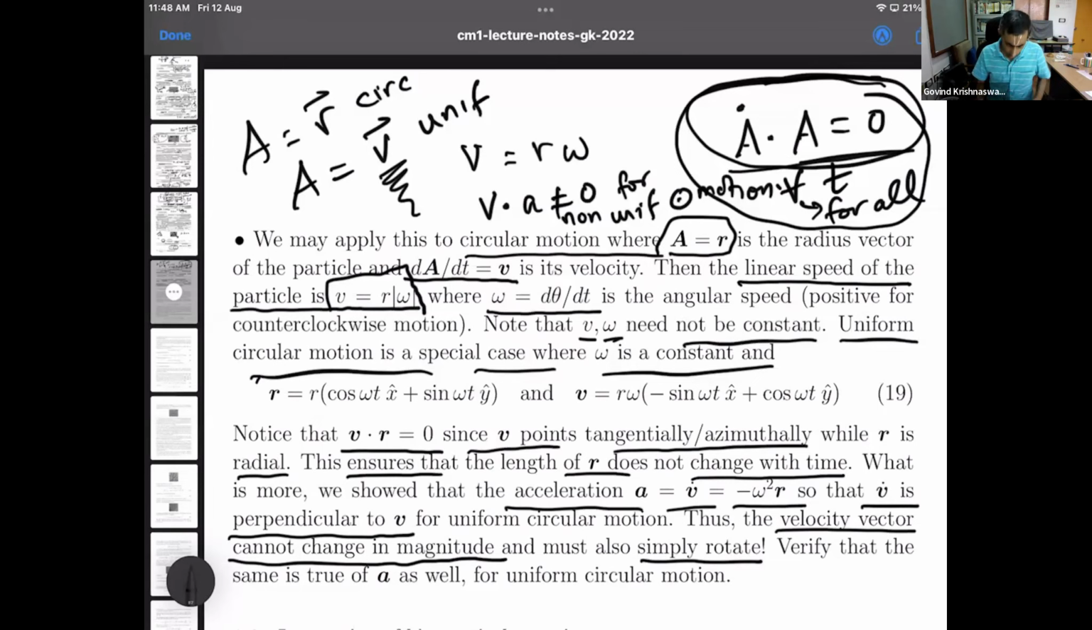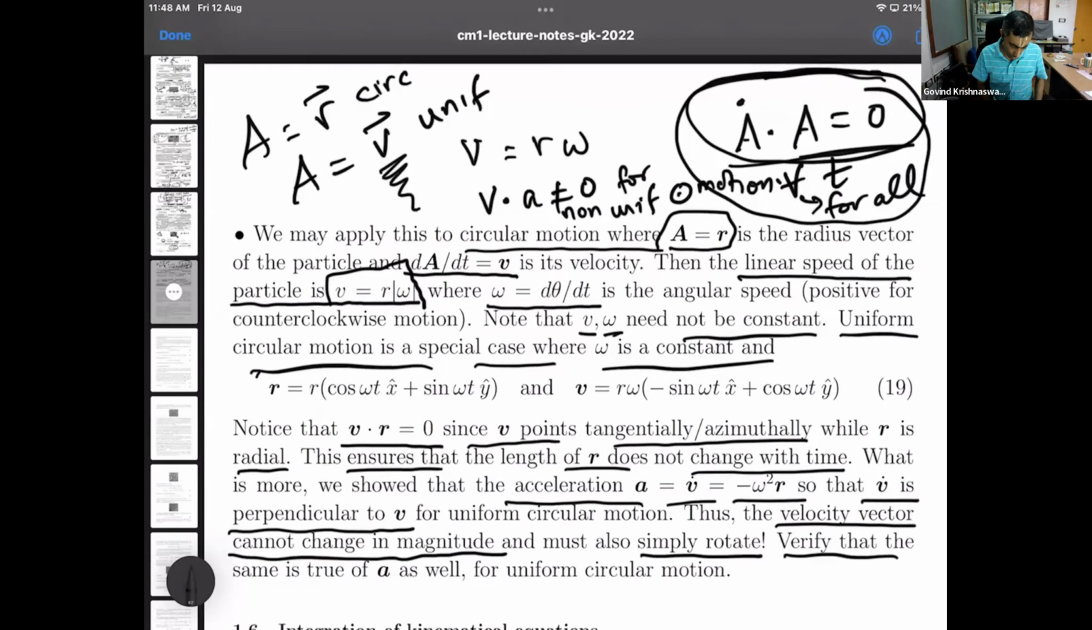I will leave you to check and verify that not just the velocity vector doesn't change in magnitude for uniform circular motion, even the acceleration vector doesn't change in magnitude for uniform circular motion. We've already derived the formula. You are welcome to check that.